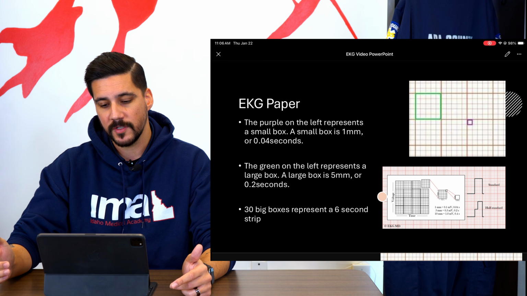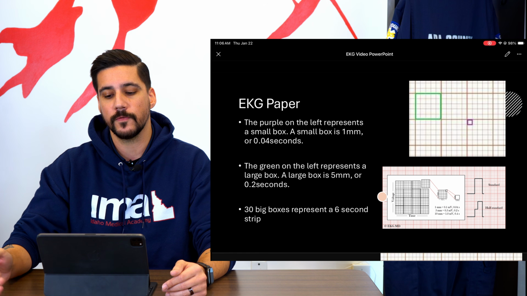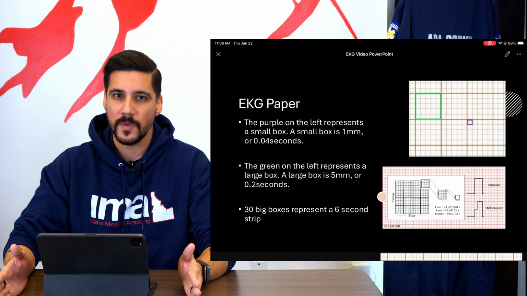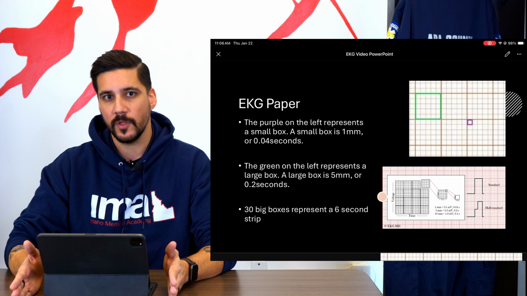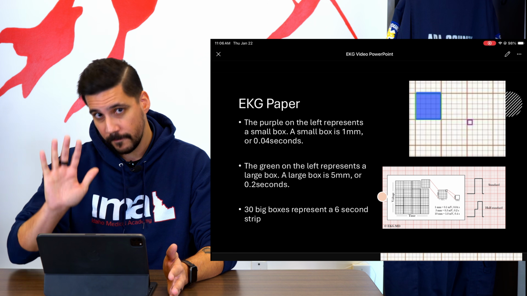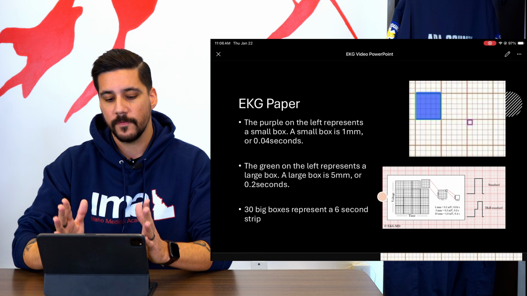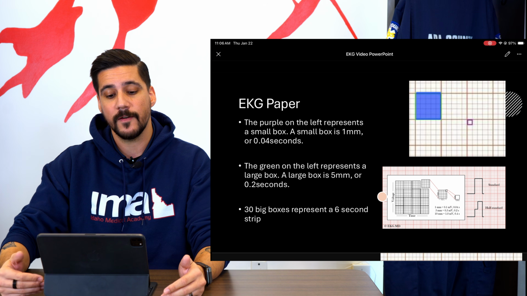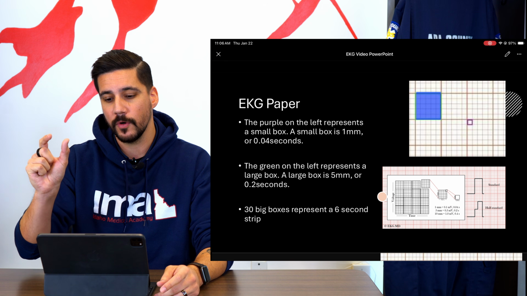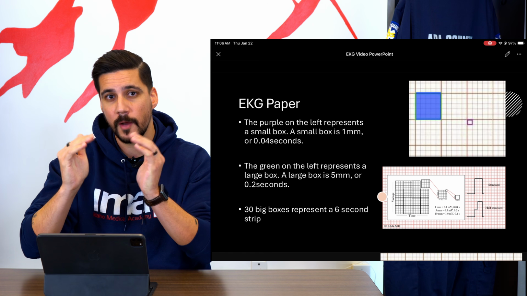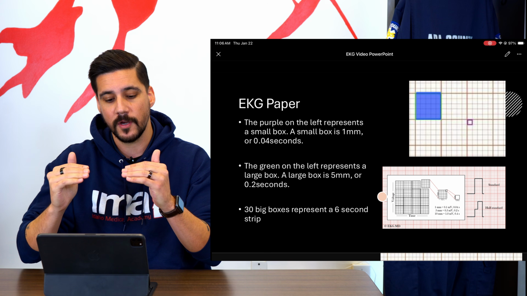Or 40 milliseconds if we want to go there. But 0.04 seconds. Now we group these 1 millimeter boxes into 5 millimeter groups. So five little boxes, okay? So when you get that grand total, 5 little boxes, you're going to have around 0.2 seconds per bigger square, or that conglomeration of the 5x5 boxes there.